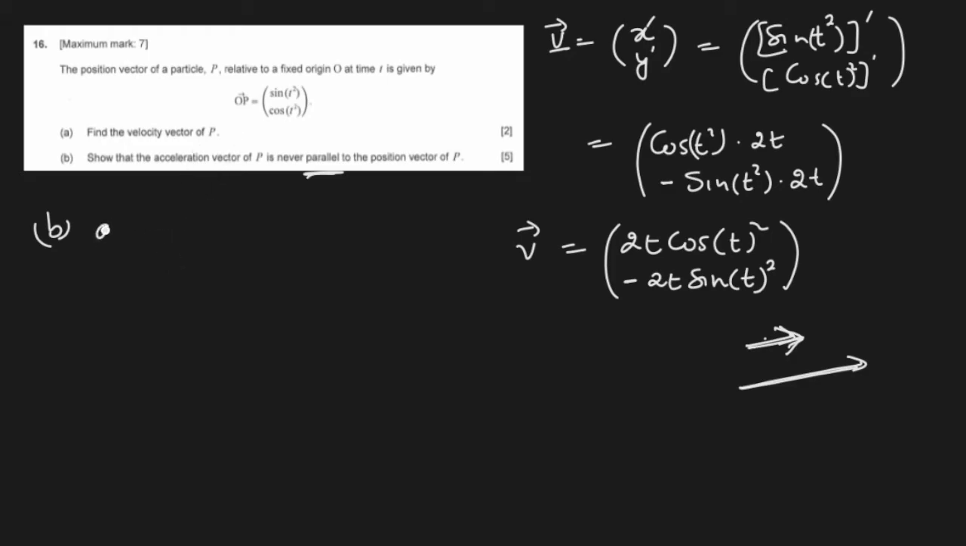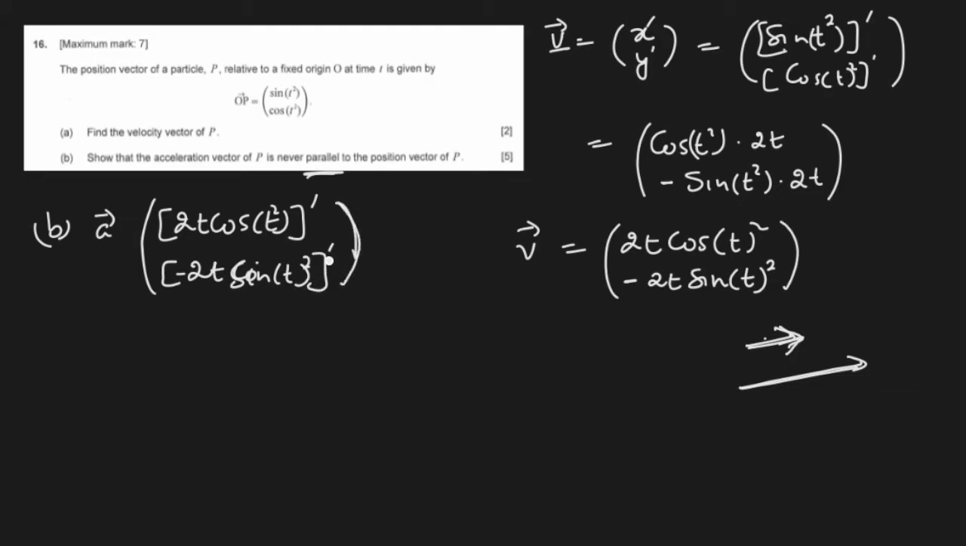Okay, so the acceleration vector will be, let me write here, 2t cos t square, differentiation, and minus 2t sine t square, differentiation. This will be the acceleration vector. Okay, and now we can use product rules to do this.